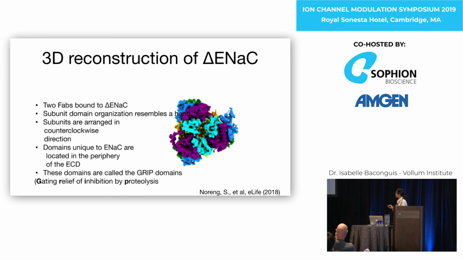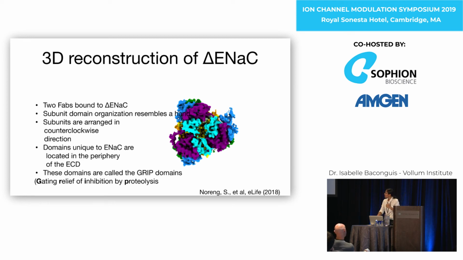And based on that, we decided that we would call it, because we knew that this feature was only unique to ENaC, we knew that this must be the spot for the protease-sensitive peptides or region of the channel. And so we thought that we would name it gating relief of inhibition by proteolysis, or the GRIP domain. We thought that was clever, because when you remove portions of these peptides, it would somehow perhaps change the way it's gripping, right? So it's gripping. And so we thought we would name it that way.